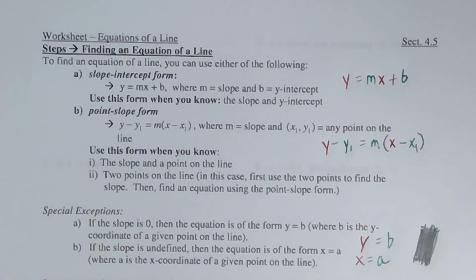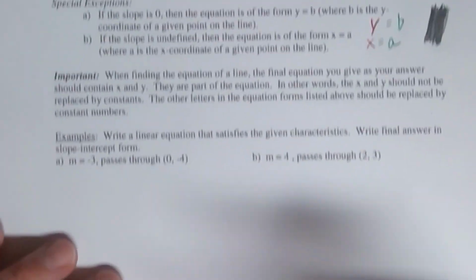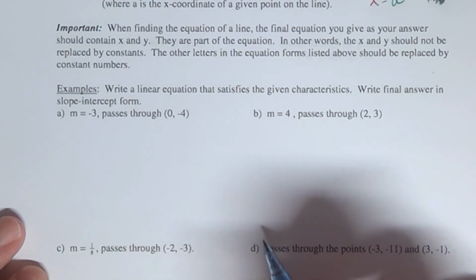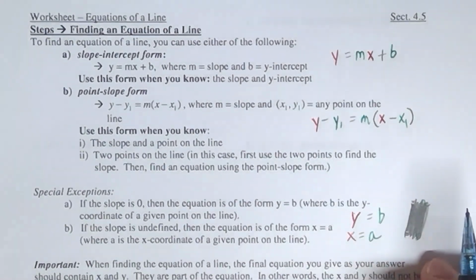Okay, again, going backwards. So how do we find these equations that fit the description of the graph that they give us in the problem? How do we find them? There are 5 different possible scenarios that could take place here.